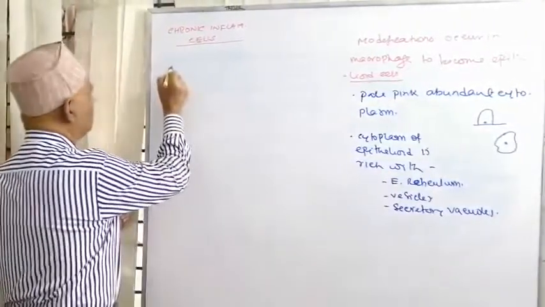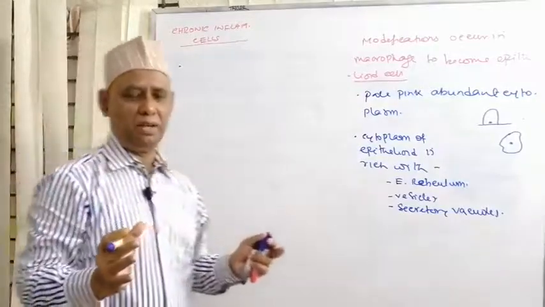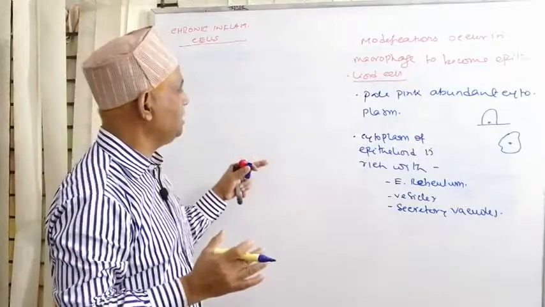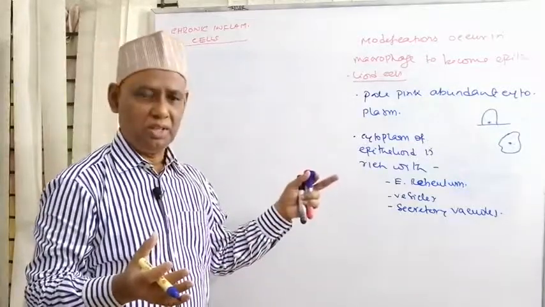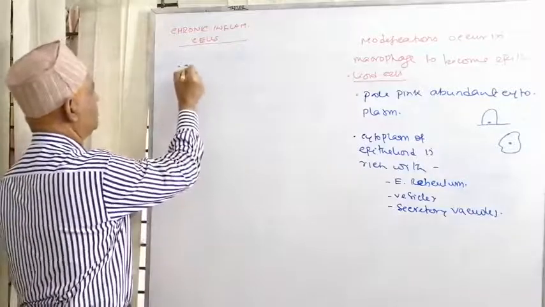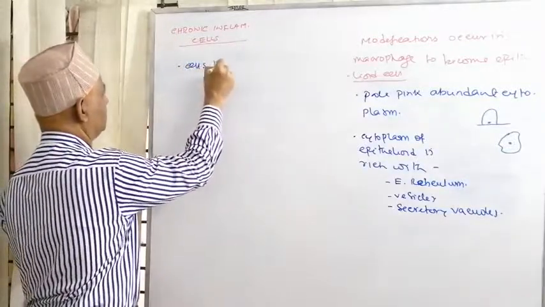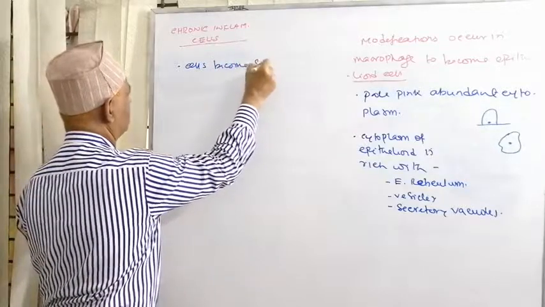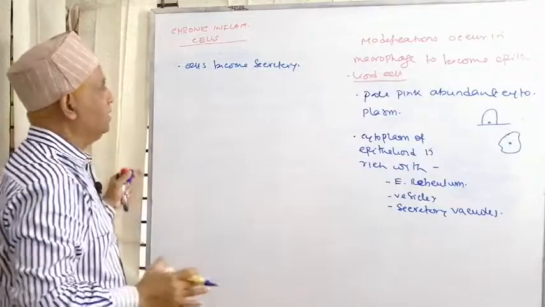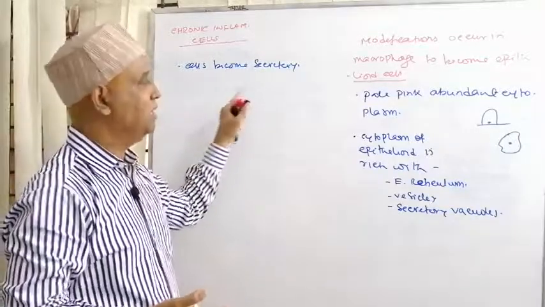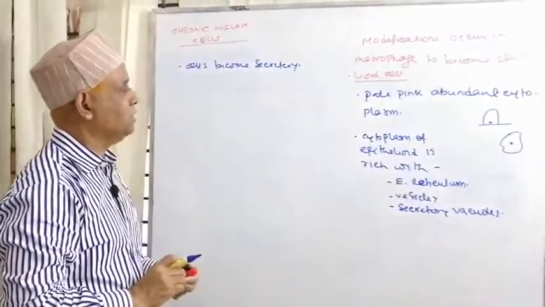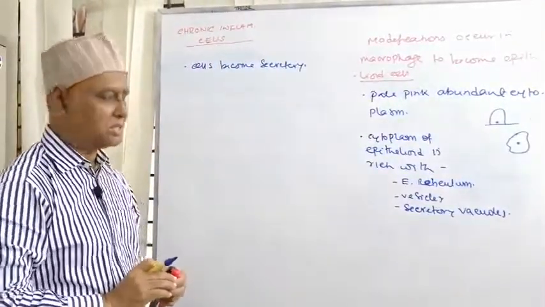Another modification, you know, macrophage is the potent, very important phagocytic cell. The phagocytic activity of the cell is lost, and the modified macrophage becomes secretory. So the cell that was phagocytic is converted to secretory like the epithelium. So these are the modifications that occur in the macrophage to become epithelioid cell.